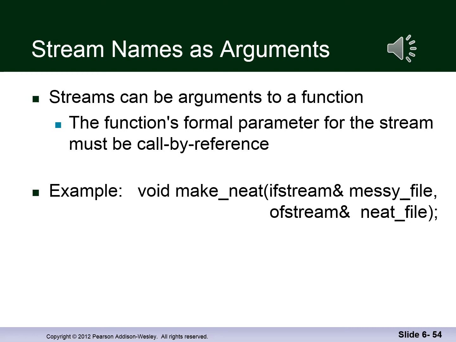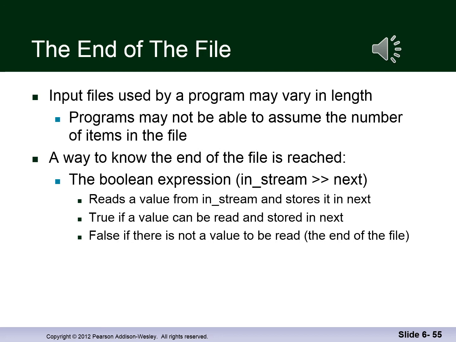In many cases, the input files used by a program have variable lengths. You don't know exactly how many data elements exist in the file when you start to read from it. Loops are very useful in reading input from a file. And a way to know when the end of the file is reached is the Boolean expression listed here.